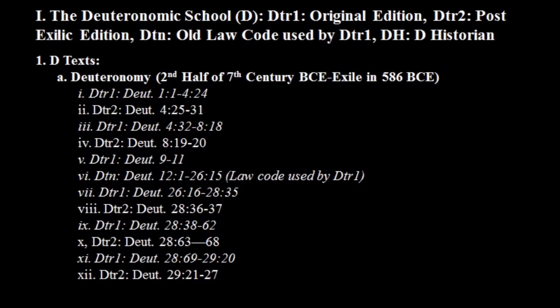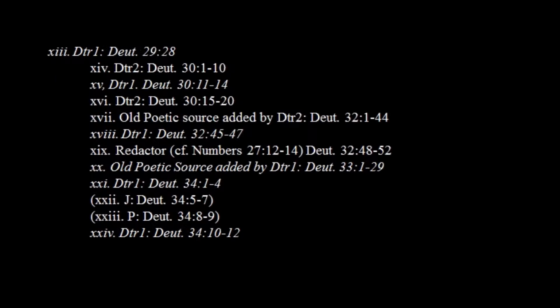So that's just one example of how DTR2 adds in things that change and add another layer to the interpretation. And as you can see, a large part of the book from chapter 12, verse 1 to 26:15, that's the law code. That's the biggest chunk, and was put in the original edition. Now, if you go to the next page, you'll see that the last chapters are the most complicated in terms of the sources.